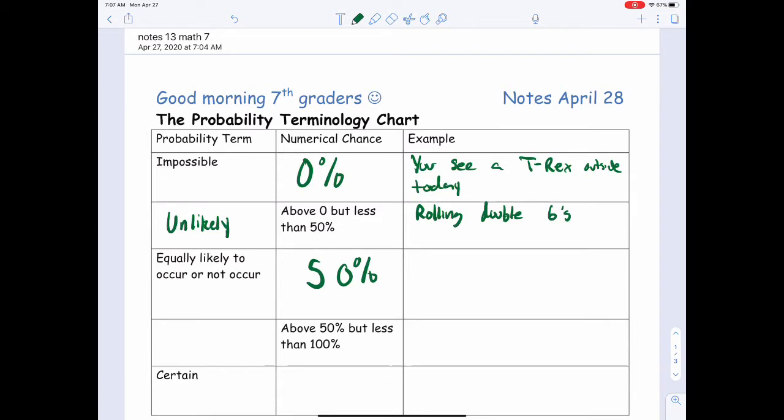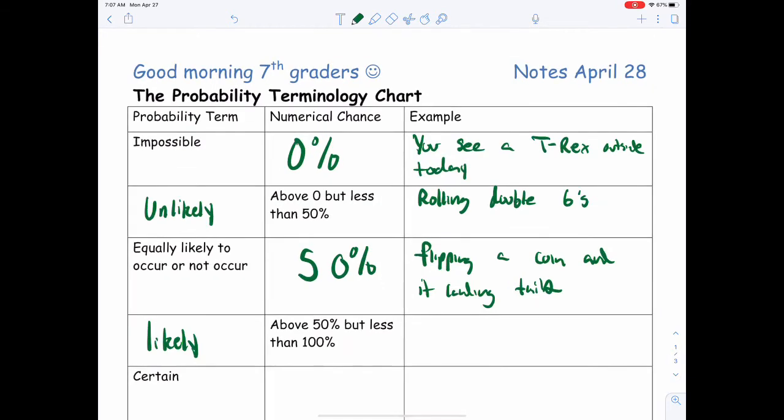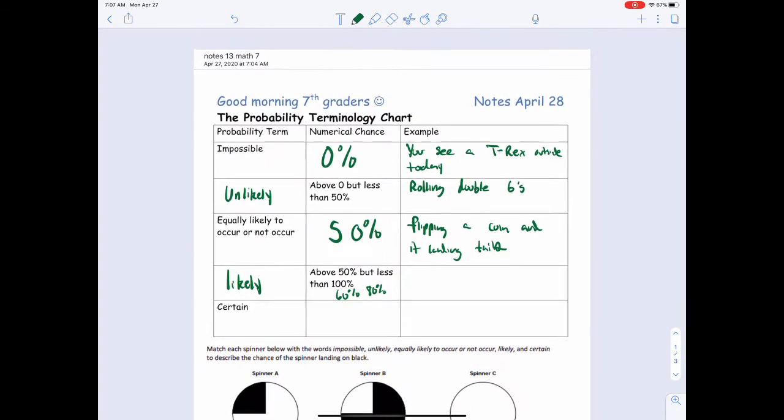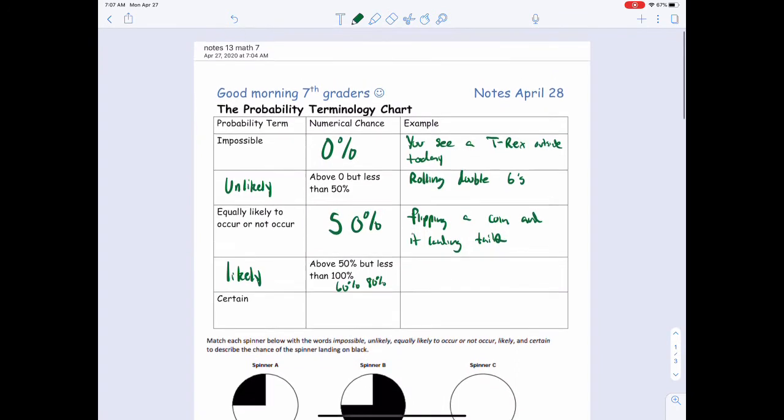So the most common one is flipping a coin and it landing on tails. Never fails, so tails. Well, technically, it fails 50% of the time. It's equally likely to occur or not occur. After that is likely. That's above 50% but less than 100%, like 80% or 60%. That's likely.